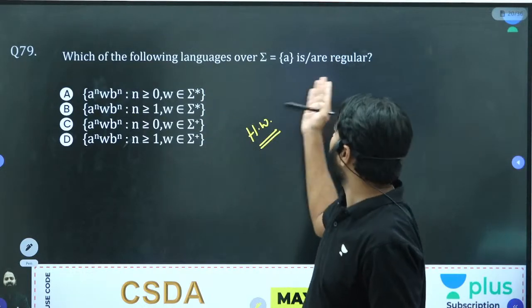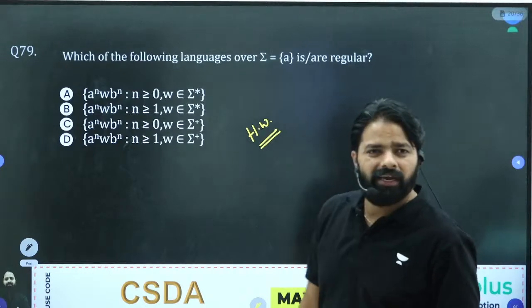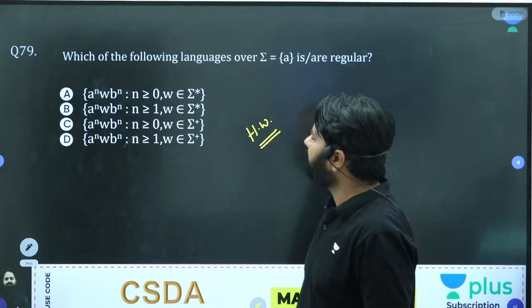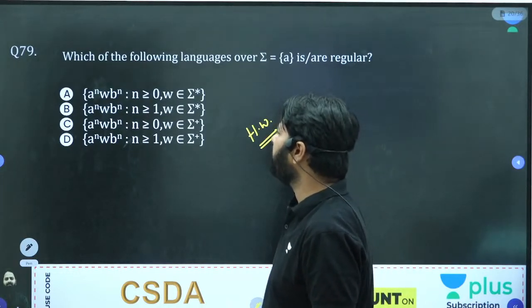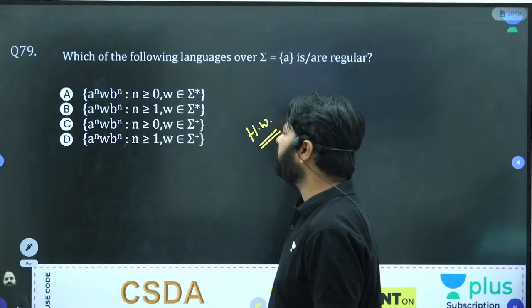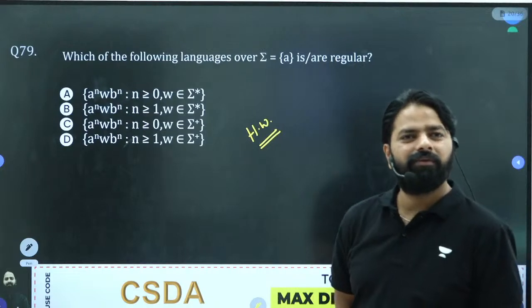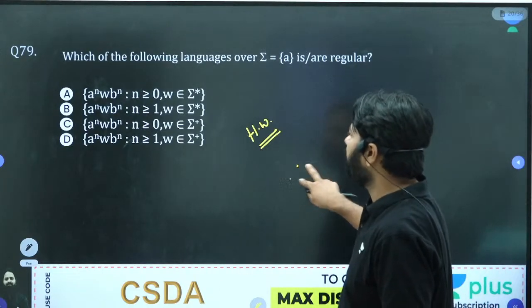How many are regular here? You need to analyze properly. Okay, somebody answered A and C. Shark, is it correct? Yeah, A is correct. C, why is C? When you put, yeah, C is also correct. Why not B and D? Just cross-check. Yeah, you're right, Shark. So similarly, can you answer the remaining 80?